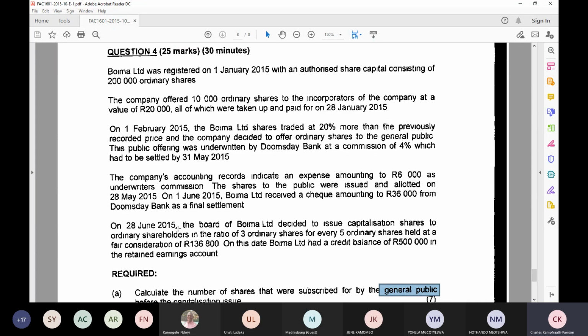On the 28th of June 2015, the board of BOMA Limited decided to issue capitalization shares to ordinary shareholders in the ratio of 3 ordinary shares for every 5 ordinary shares held, at a fair consideration of 136,800. On this date, BOMA Limited had a credit balance of 500,000 in the retained earnings account.